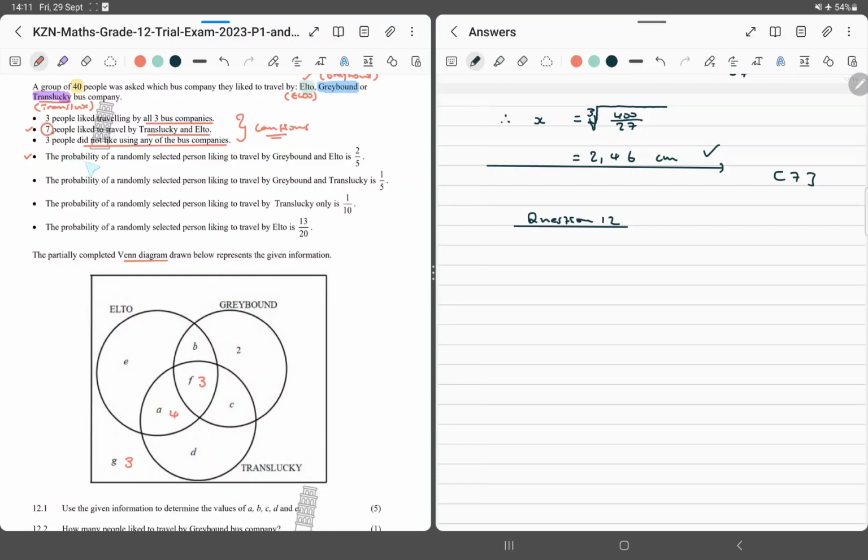Now we're told here the probability of a randomly selected person liking to travel by Greyhound and Alto. Okay, so who are those guys that travel by Greyhound and Alto? It is these guys.